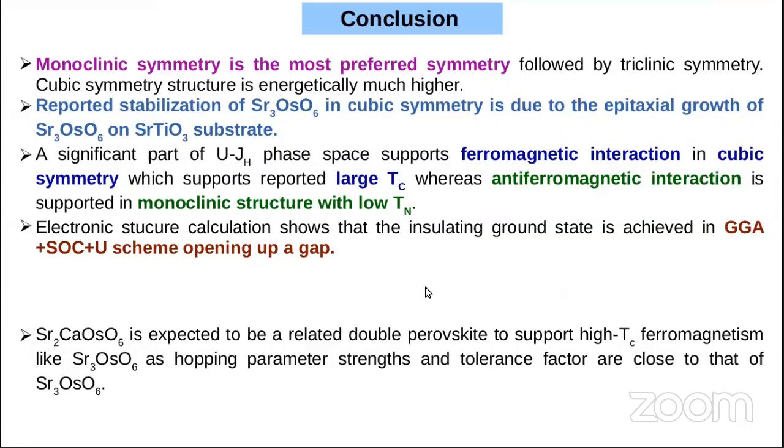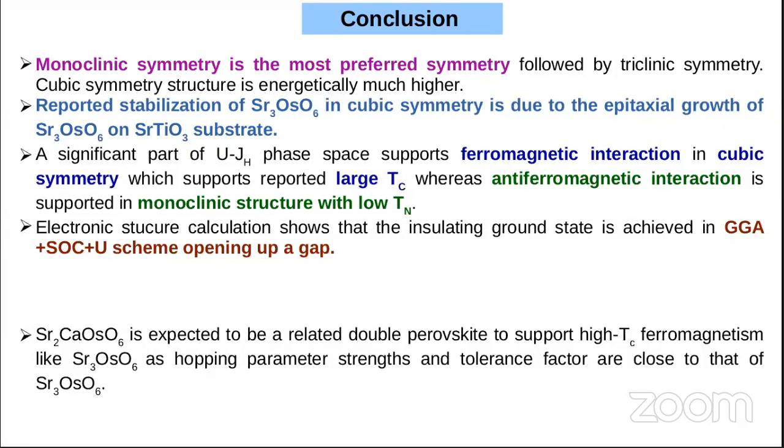Here is the conclusion of the work: we find that monoclinic symmetry is the most preferred symmetry. However, the stabilization of Sr3OsO6 reported in cubic symmetry is only due to its epitaxial growth on the SrTiO3 substrate. Ferromagnetic interaction is stabilized in cubic symmetry, supporting the large TC value, whereas antiferromagnetic interaction is supported in the monoclinic structure with low transition temperature. And the GGA plus SOC plus U scheme opens up a gap here.